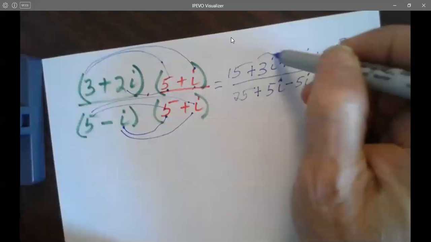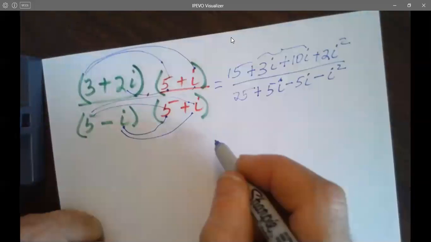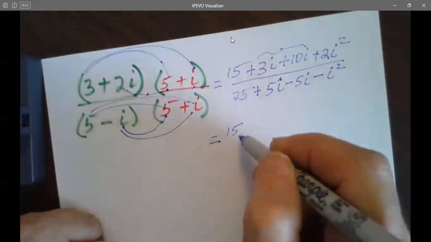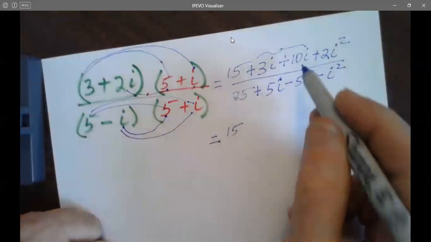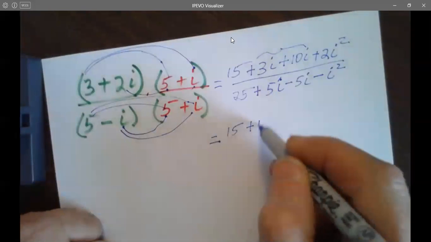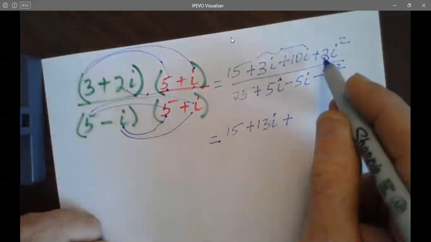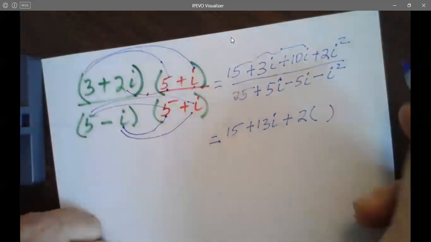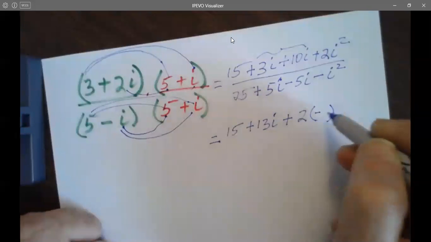So now we've got to simplify this, right? We need to combine like terms in the numerator. So that's going to be 15. Bring the 15 down. 3i plus 10i. Well, 3 plus 10 is 13. So 3i plus 10i is 13i. Plus 2. And what do we do with that i squared? We said we got to change i squared to what? Negative 1. Negative 1. Very good.